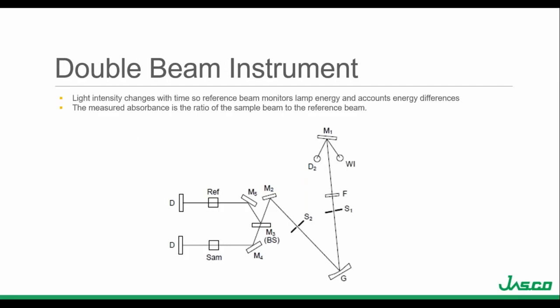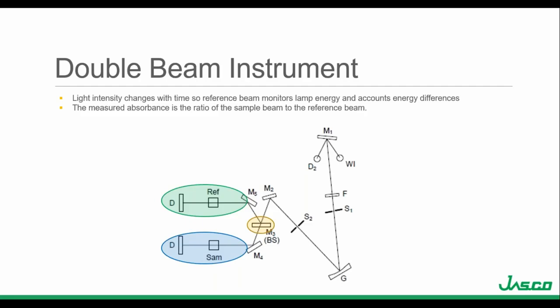In the double beam configuration, monochromatic light is divided into two separate beams by a beam splitter. One beam passes through the sample cell into the detector, while the other beam passes through a reference cell to the detector. The light source intensity changes with time, so the reference beam monitors the lamp energy and accounts for energy differences from voltage fluctuations, lamp drift, and stray light. By splitting the optical path, the incident and transmitted light can be measured simultaneously, incurring little to no effects from light source fluctuations. Therefore, the measured absorbance is the ratio of the sample beam to the reference beam.